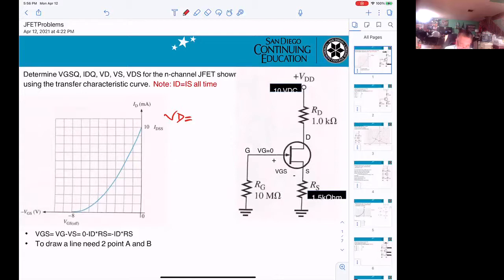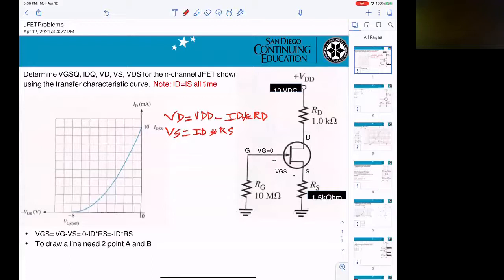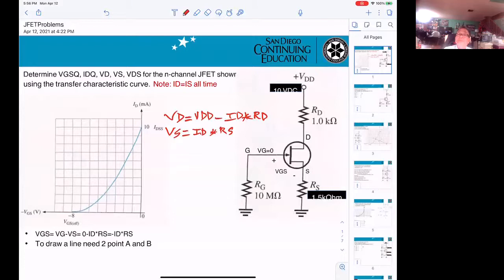And then VD will be equal to VDD minus ID times RD. Then you need to calculate the VS. You know that will be ID times RS. Hey, Mr. Pham, I don't want to beat a dead horse to death, but the ID, that's IDQ, right? Right. Okay, thank you.